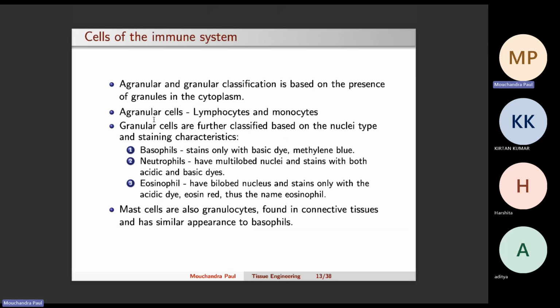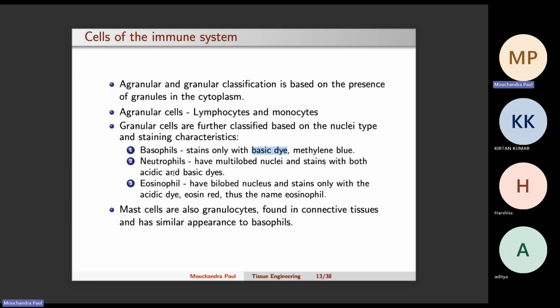So I was now going to tell you how the granular cells are classified. The granular cells: the basophils. Why are we calling them basophils? Because these cells can be stained with only a basic dye, which is called methylene blue. That is why people have given the name basophils.